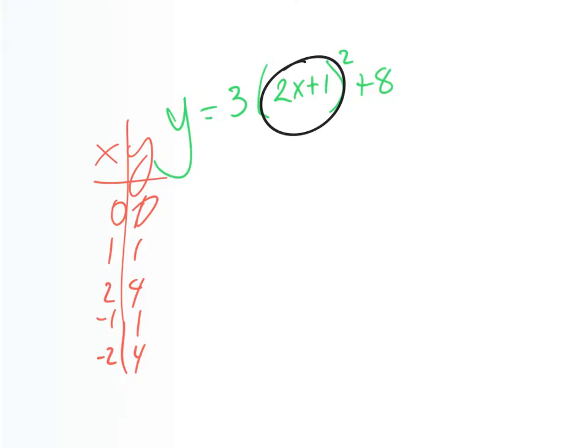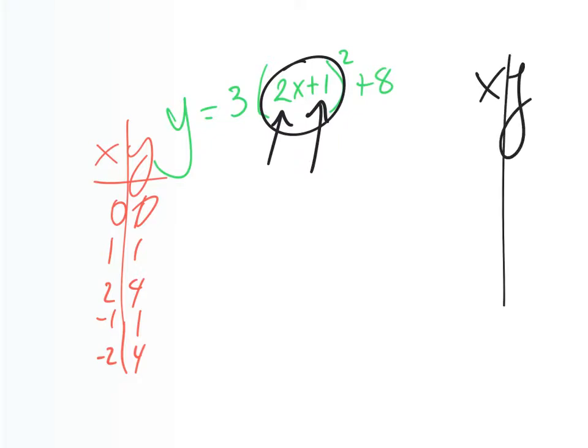And then you've got to remember everything's backwards. Timesing by 2? No, timesing by a half. Adding 1? No, subtracting 1. So the inside's definitely more complicated. Now, my favorite way to do this one is just make an XY chart and go direct.